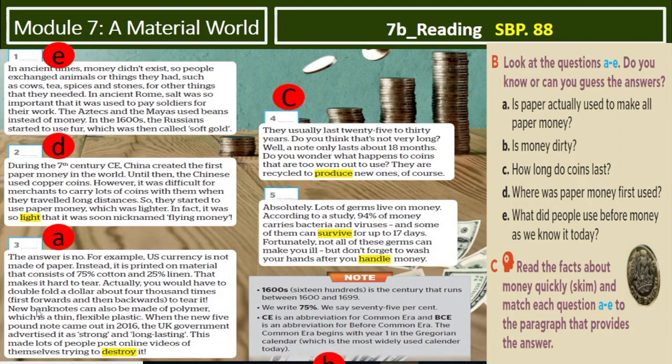Now the final paragraph, yes, is mainly about, is money dirty? Absolutely, lots of germs live on money. According to the study, 94% of money carries bacteria and viruses. And some of them can survive for up to 17 days. So sometimes money can be dirty. So these are the headings of the 5 paragraphs in Students' Book, page 88.